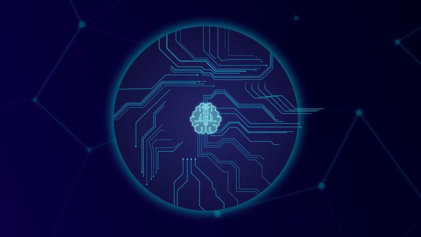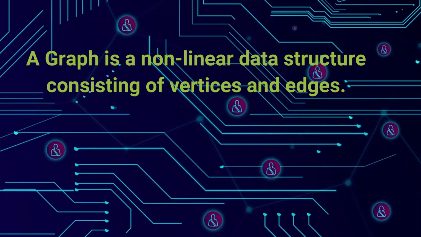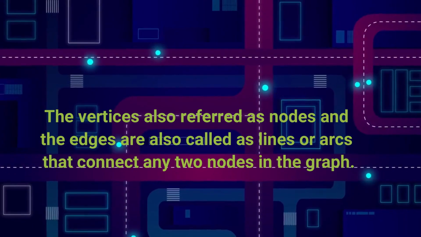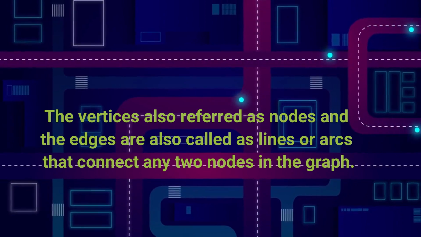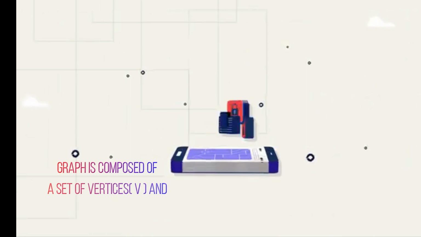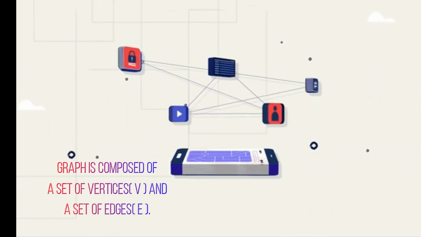What is graph data structure? A graph is a nonlinear data structure consisting of vertices and edges. The vertices, also referred to as nodes, and the edges, also called lines or arcs, connect any two nodes in the graph. A graph is composed of a set of vertices V and a set of edges E.